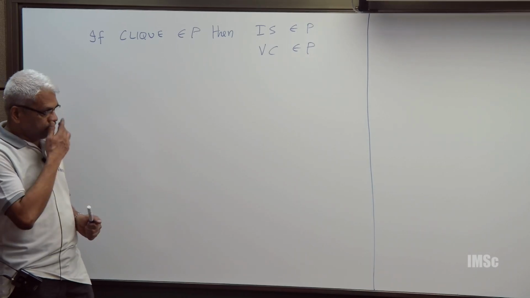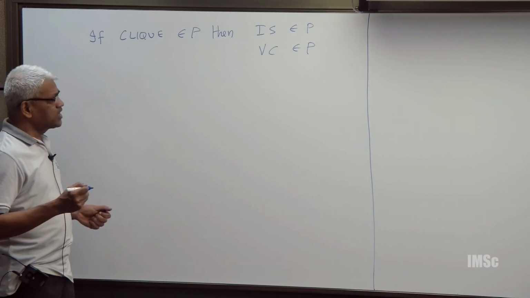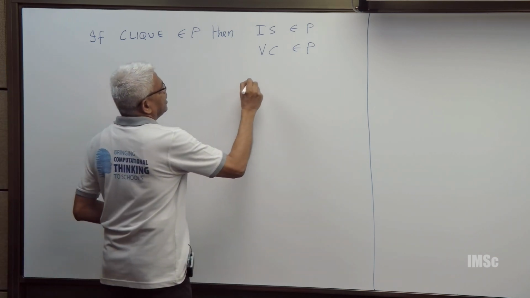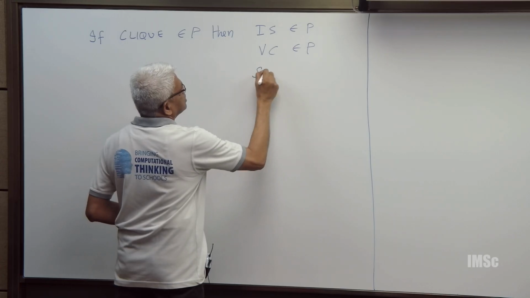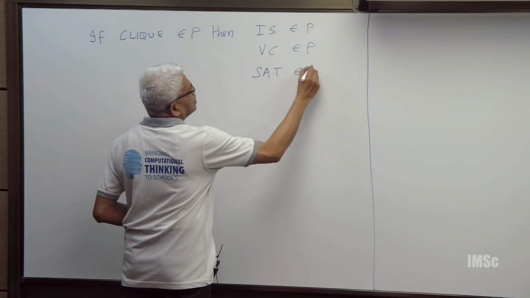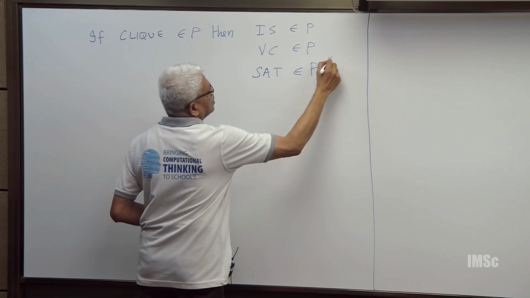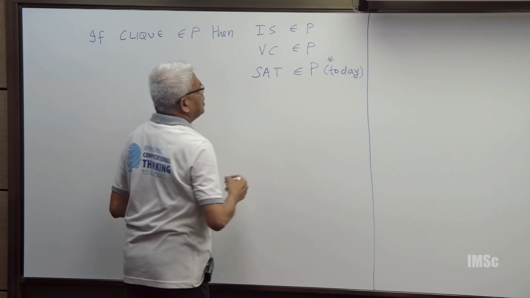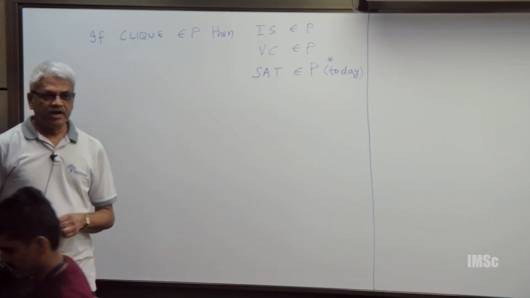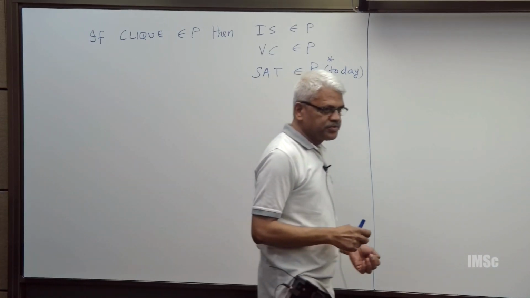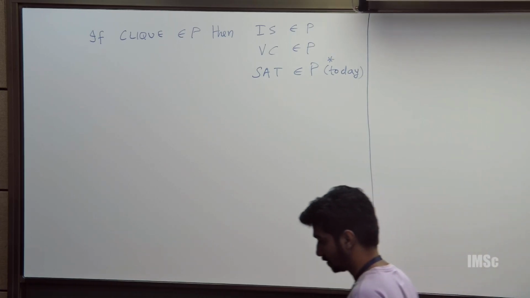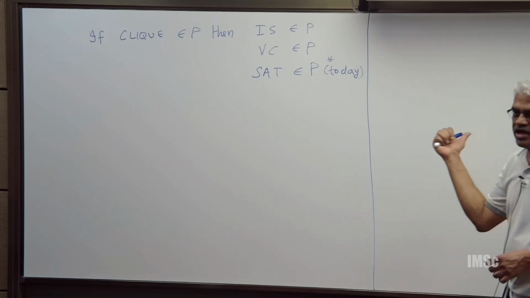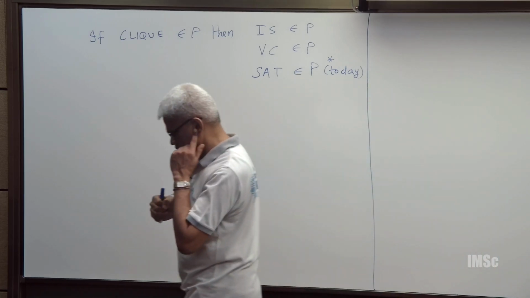And towards the end, I said something which we will prove today: not just vertex cover and independent set, which are sort of graph problems, but even SAT, which is a problem in logic, also has a polynomial time algorithm. We will see how that is true today.